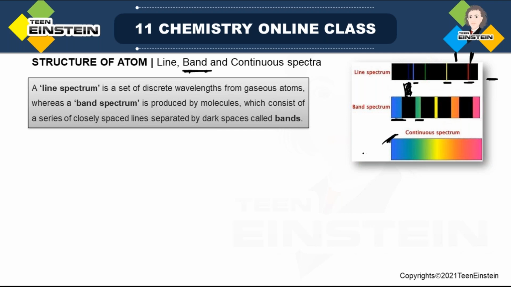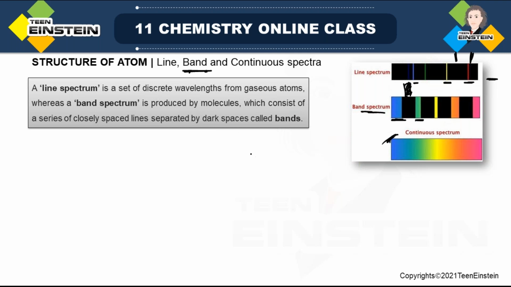But it is not continuous. So band is something that you cannot call a line, because there is some wider band type of nature present, and you cannot say it is continuous. So it is something in between line and continuous. So a line spectrum is a set of discrete wavelengths that are coming from gaseous atoms. Okay, discrete wavelength. That means not all the wavelengths are present. In continuous, all the wavelengths are present. But in this line spectrum, only some specific wavelengths are present.